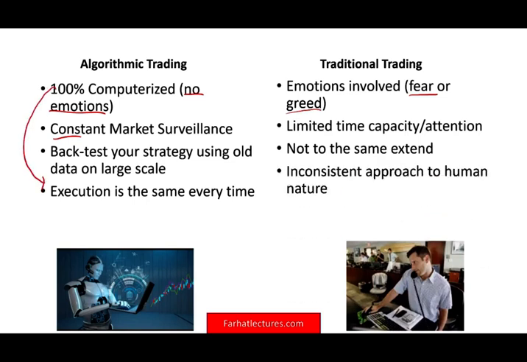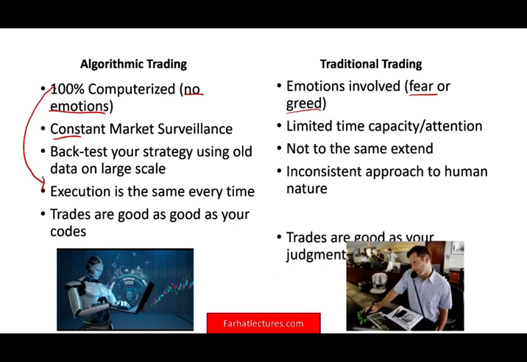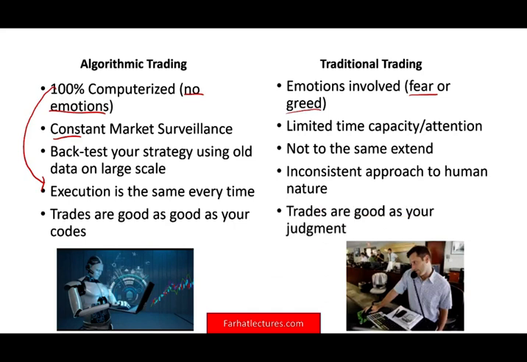Human nature, we are not consistent. Why? Because we have biases. We involve emotion. We are tired. We are not working that day, and so on and so forth. Trades are as good as your code when it comes to computer trading. Trades are as good as your judgment in traditional trading. So here you are comparing code to judgment. And if the code is properly executed, then it is better than the judgment, because sometimes with judgment, again, you could be biased.